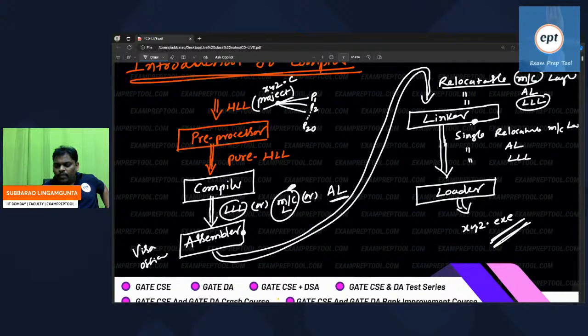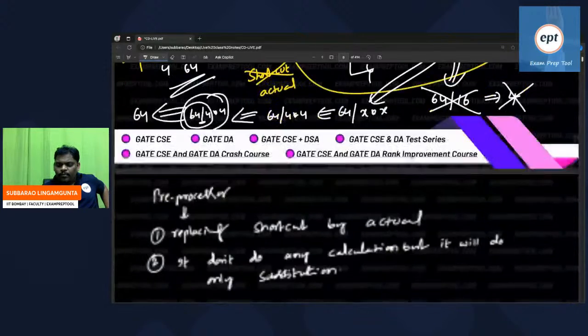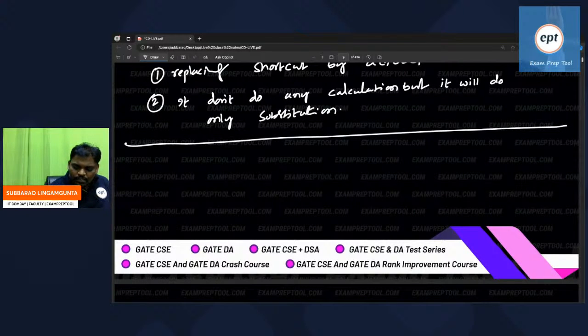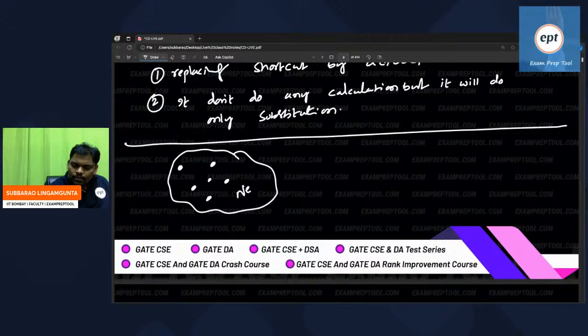Let me give a rough diagram. It is actually part of the OS. See this one. Everyone listen. Program typing, program saving, compilation, assembler, linker, loader, all these things. This is called the new state.